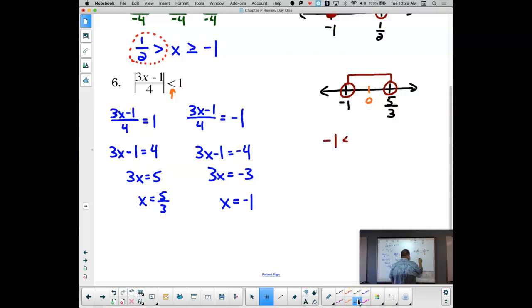Inequality would look like that. Interval would look like that. Okay? So those would be the 3 different possible answers for that one.